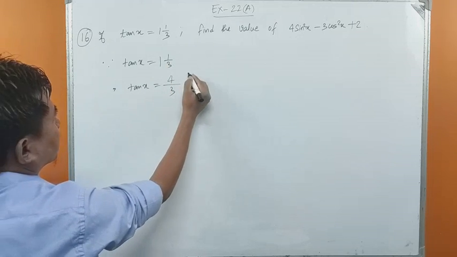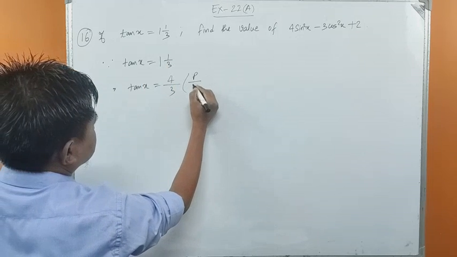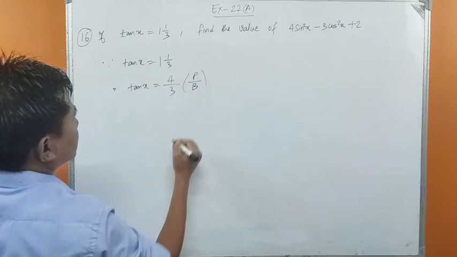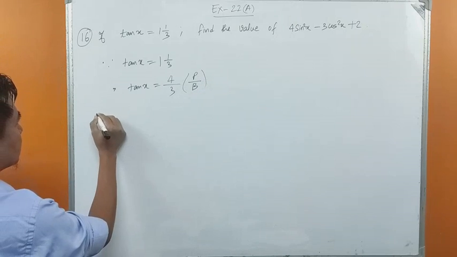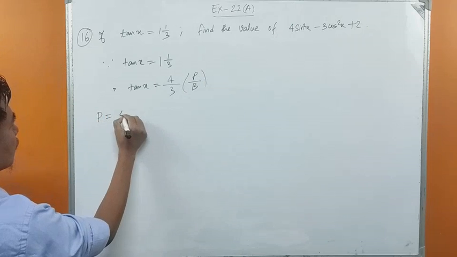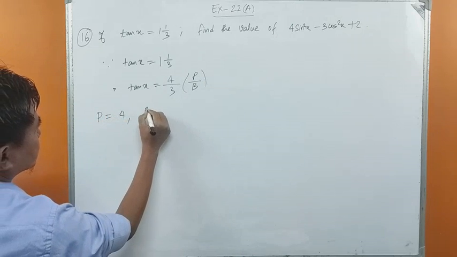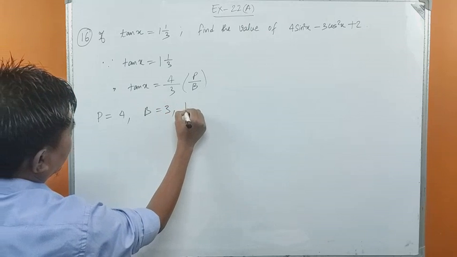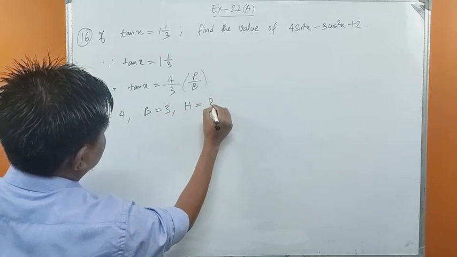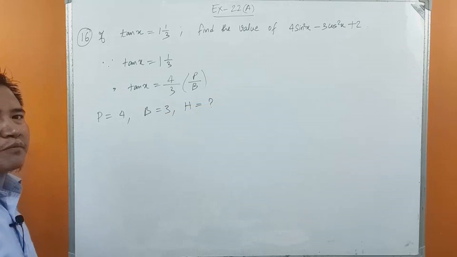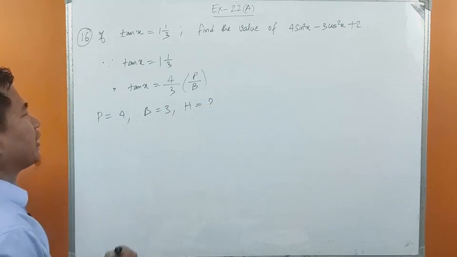So tan theta is perpendicular upon base. Perpendicular upon base, that means perpendicular is 4, base is 3, and hypotenuse is unknown to us, so question mark. Now let us apply the Pythagoras theorem and find the value of h.